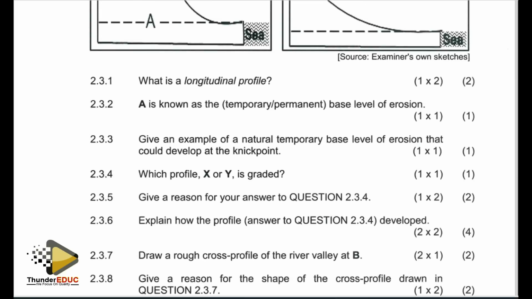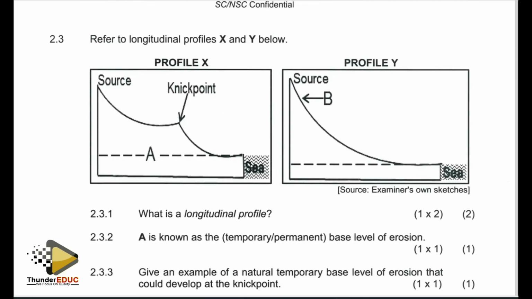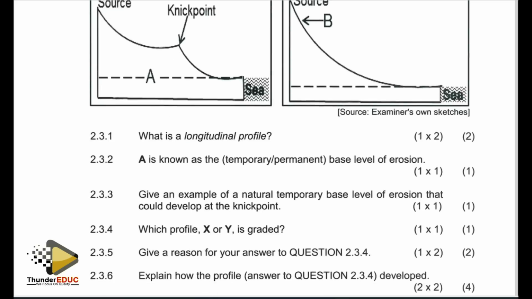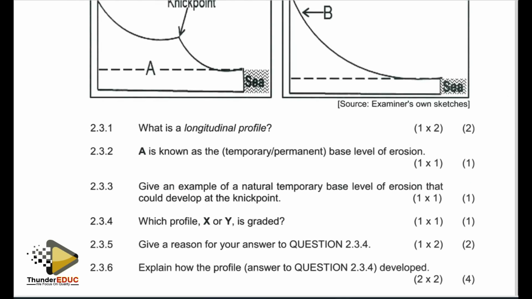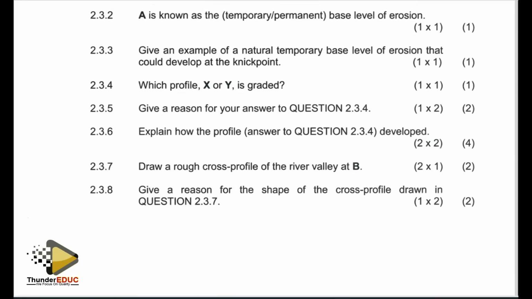Which profile, X or Y, is graded? When we talk of a graded profile, we are looking at a profile which resembles a smooth concave shape of the river's longitudinal profile from its source to its mouth. So if we check between these two, the one which is smooth concave is profile Y. Then we move on to the next question.